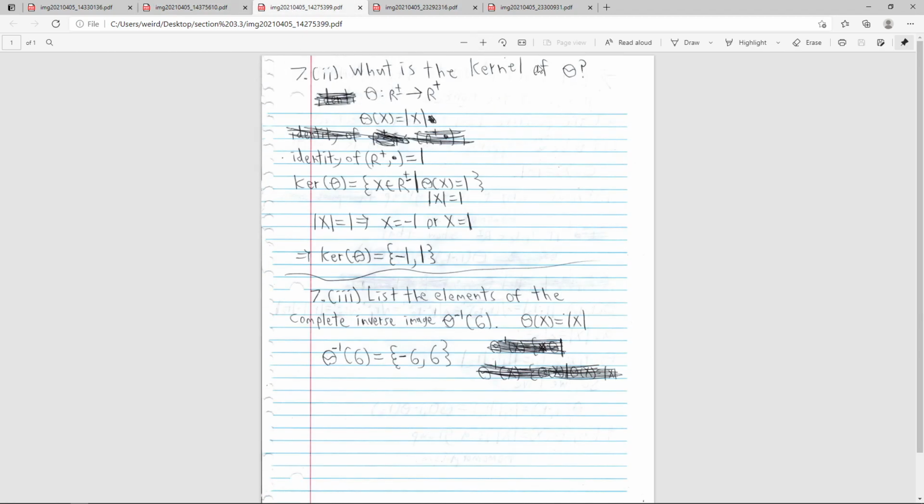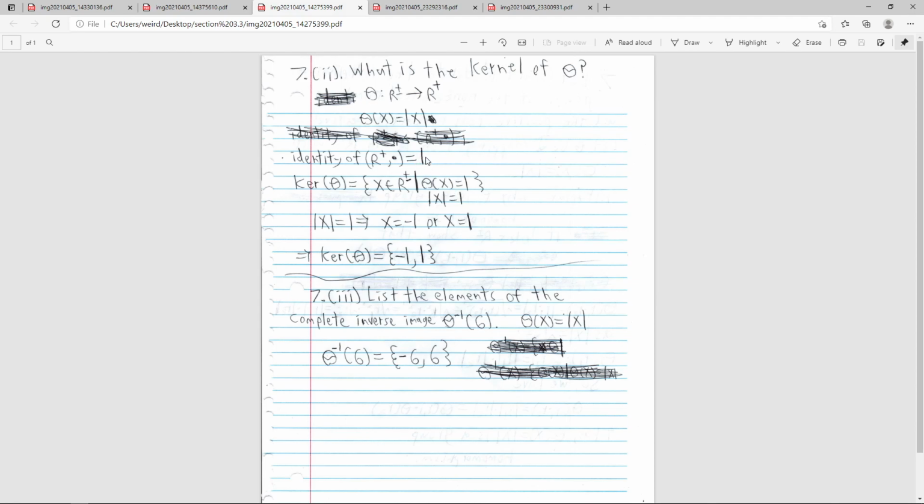Part 2 is what is the kernel of zeta. So zeta maps R plus-minus to R plus, and zeta of x equals, just to restate it, the absolute value of x. So the identity of R plus, because that's the part we're doing, equals 1. So the kernel of zeta equals the set of x in R plus-minus such that zeta of x equals 1, otherwise known as the absolute value of x equals 1.